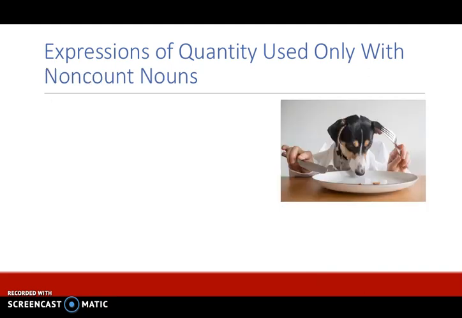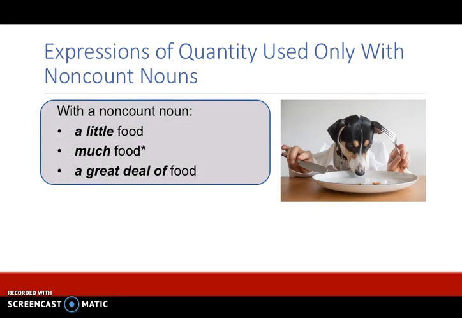Expressions of quantity that are used only with non-count nouns. With a non-count noun, we can use a little, like a little food, much food, and a great deal of food. So a little is a small amount, much and a great deal of is a large amount. For example, there isn't much food on the plate. So here we have the quantity expression much used before a non-count noun, food.